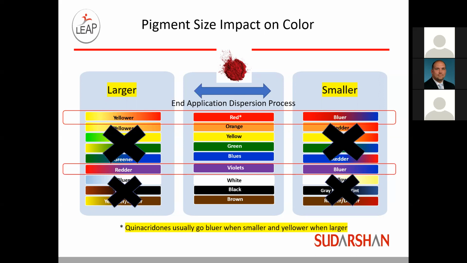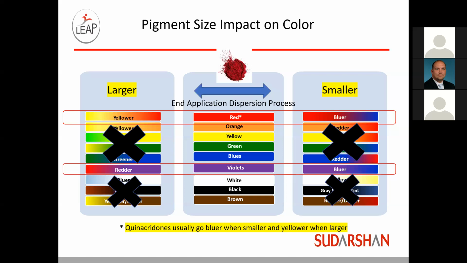So in this case, I'm going to X out the other color area so you're not confused. But in your dispersion process, if you want to move the color of your pigment to a yellower shade red, then you want to lessen the intensity of your dispersion process. And conversely, if you want to move it to the bluer side, you want to intensify your dispersion process.